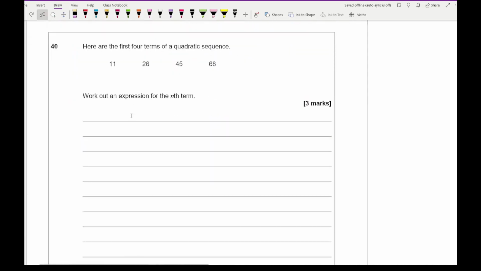Then finally, moving on to our last question, it says here are the first 4 terms of a quadratic sequence. So we've got 11, 26, 45 and 68. Work out the expression for the nth term. So here what I need to do is first of all work out the first difference. So the first difference between 11 and 26 is 15. Difference between 26 and 45 is 19. Difference between 45 and 68 is 23.